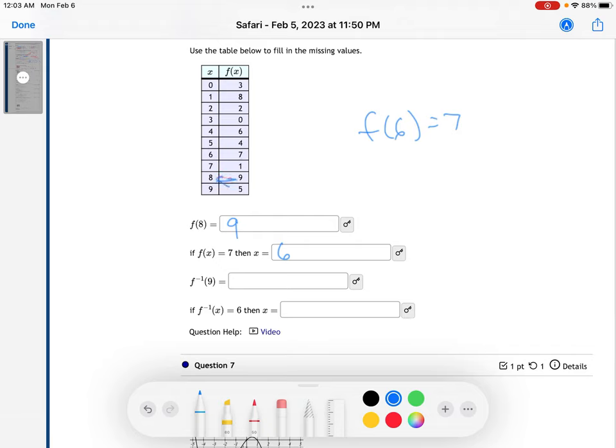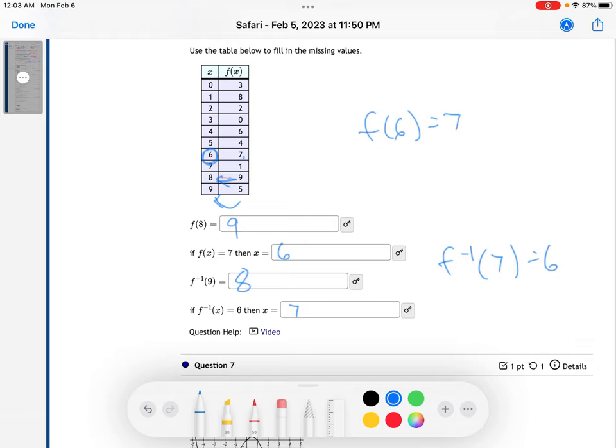And so that's going to be 8. Inverse function of 9 is 8. And this next one, inverse function of what is 6? So I'm looking now at that one. And if I feed my inverse function a 7, then it'll produce 6.